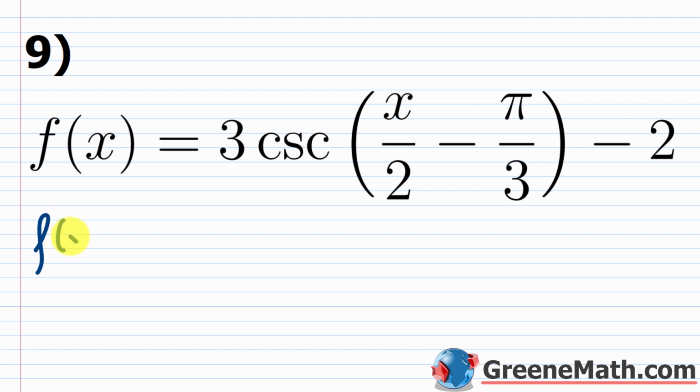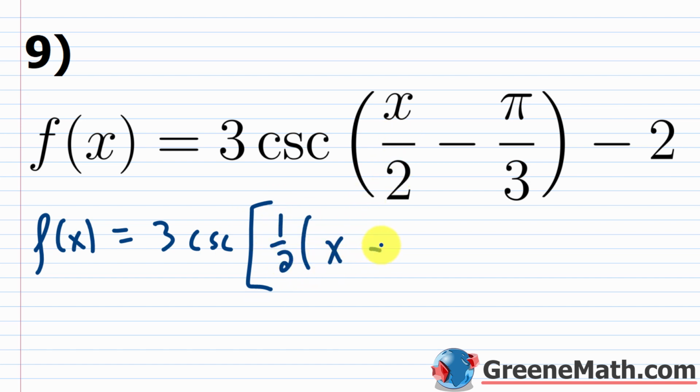Let me go ahead and factor this again. So f of x is equal to 3 cosecant of, let me pull out the 1/2. And then inside you're going to have x minus, how do I undo multiplication by 1/2? I would multiply by 2. So 2 times pi over 3 would be 2 pi over 3. Let's close everything down, and then you have minus 2.